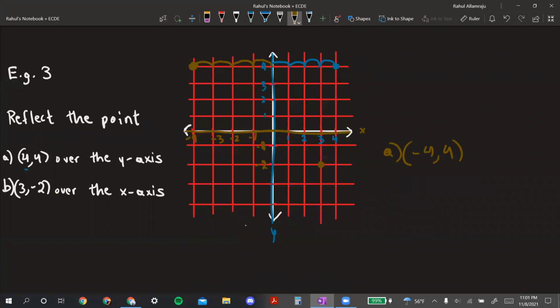So now you're going to reflect it. So how many points to the x-axis? 1, 2, and you're just going to go the same. So 1, 2. That is the reflected point. So the answer to B will be 3, 2.